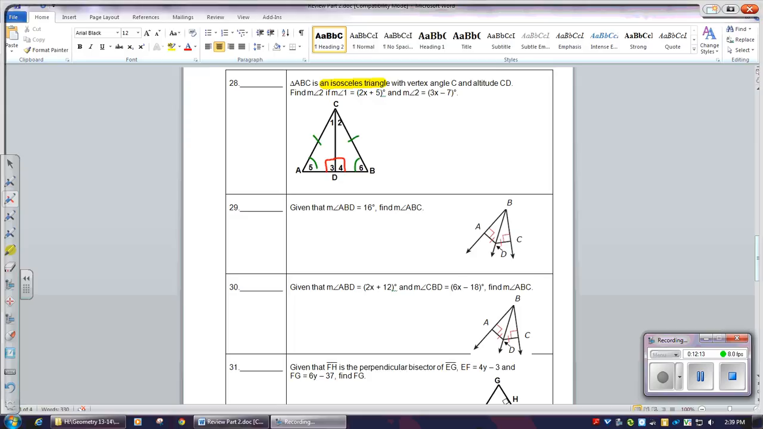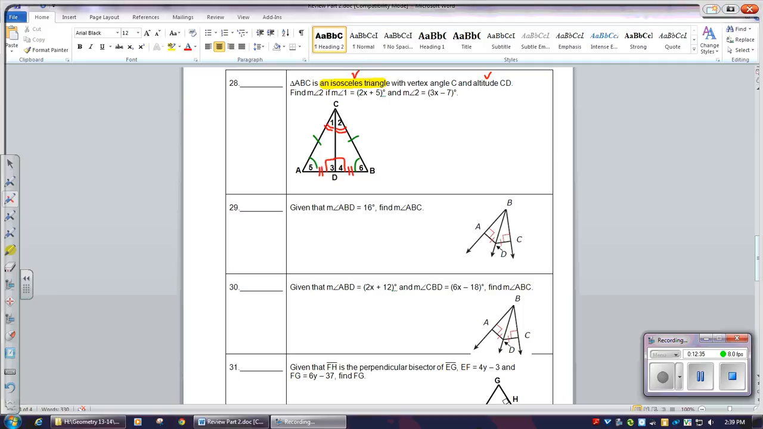Once you know one of your special segments and you have an isosceles triangle, guess what else? You know two other things. You know that it's also a median. So that piece is congruent to that piece. AD is congruent to BD. And then you know that these two angles are also congruent. Angle 1 is congruent to angle 2.